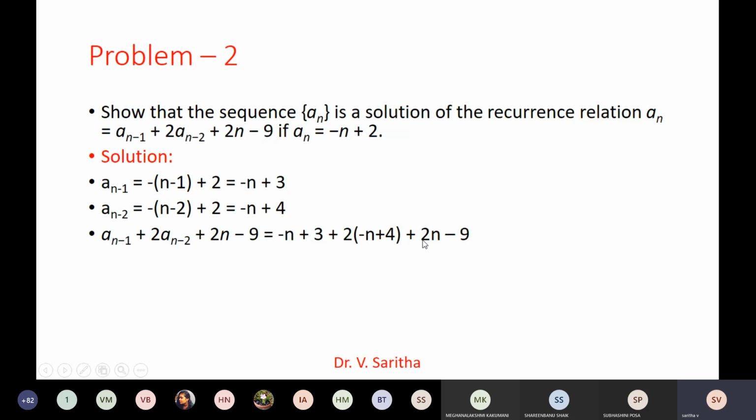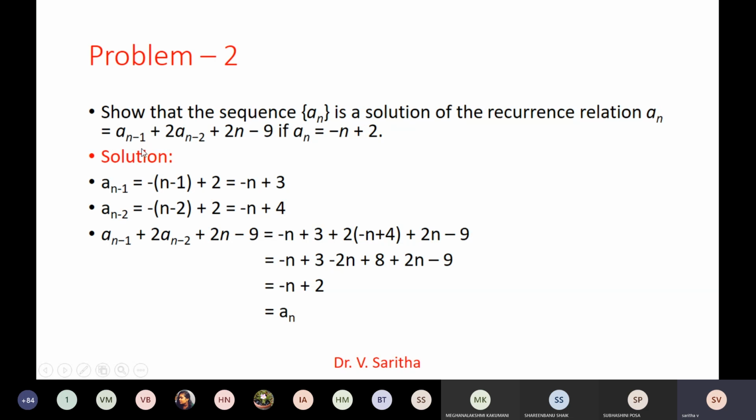Solve the obtained expression here. We are getting it as (-n + 3) + 2(-n + 4) + 2n - 9. So just removing the parentheses and solving it. Now you can see that -2n + 2n cancels, and 3 + 8 - 9 gives you 2, that is plus 2, and -n will be left out. So -n + 2 will be the answer, and you can observe that -n + 2 is your a_n actually. So I am writing it as a_n.